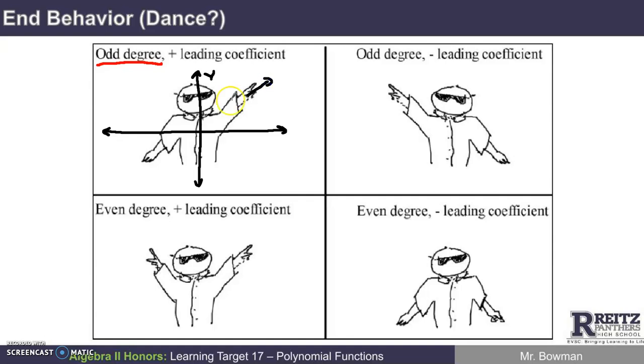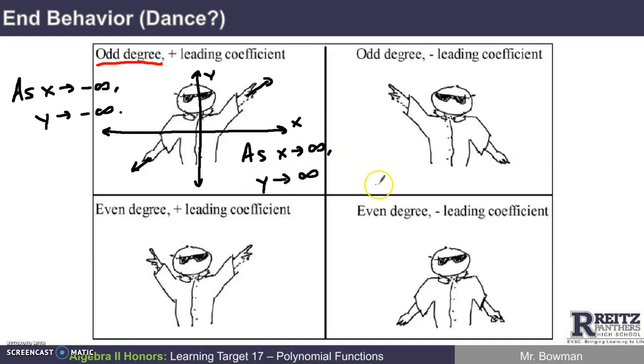So for big positive x's it will have big positive y's. It'll do whatever it does here. For big negative x's, it'll have big negative y's. So as x gets closer and closer to negative infinity, y is approaching negative infinity as well. We're getting bigger negative y's. But here, as x approaches positive infinity, y is approaching positive infinity as well.